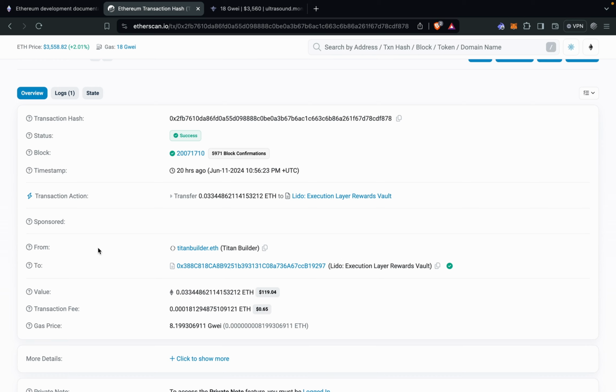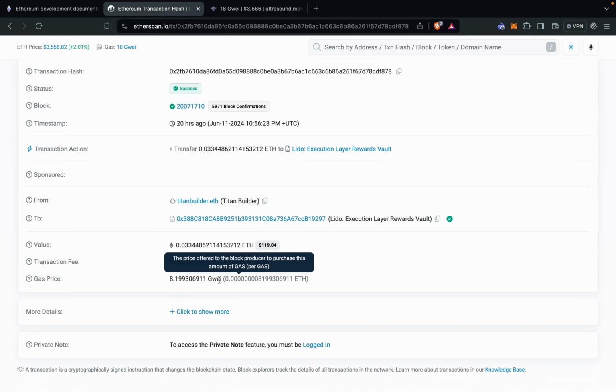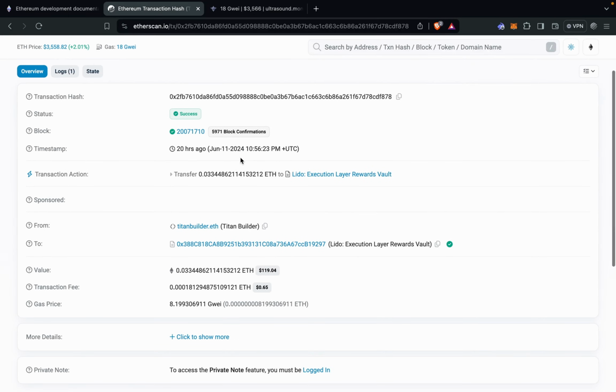Like this transaction was sent from this account to this account, and the value that was associated with this transaction was 0.003 Ether, and there was this transaction fee, and the gas price at the time of this transaction was 8.199. We'll talk more about gas price in a later video, but this is how you can check out all of the details about a transaction.